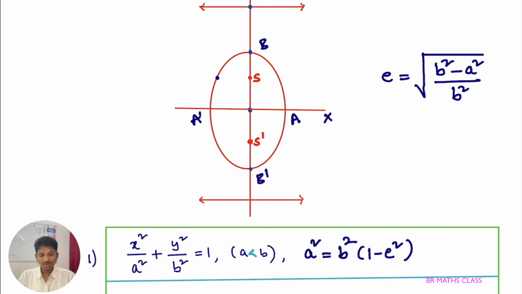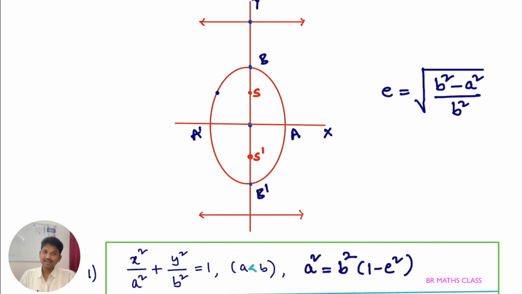So these are the formulas we have in the second type of ellipse. Total 2 types of ellipses are there in our syllabus. We learned all those formulas. I hope you understand this class.